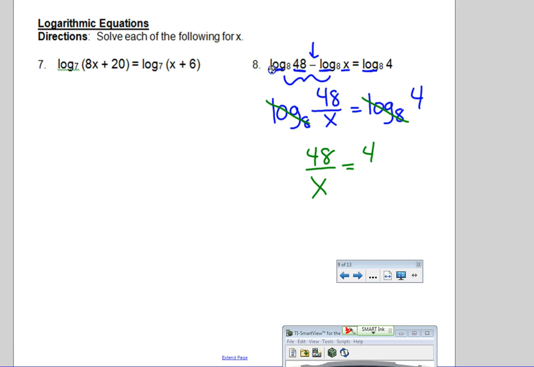Okay, this is a proportion, so cross multiply and solve. And make sure that 12 works. 12 does not make that negative, so we're okay. That's our only answer.